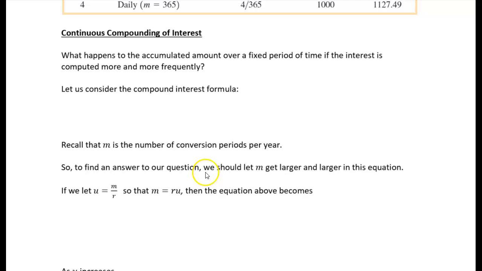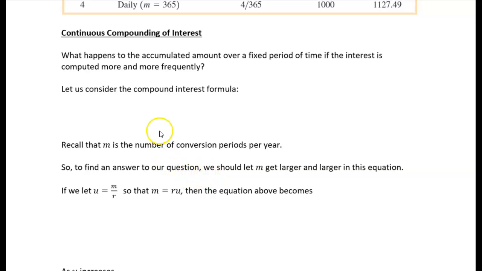So, like I said in the last video, we looked at compounding more and more frequently: annually, semi-annually, quarterly, monthly, daily. And it seemed like we were making more money every time we compounded more frequently. So what happens if we compound even more frequently than that? Every hour, every minute, every second, every millisecond. Can we do that? Is it even worth it? So let's look at that now.